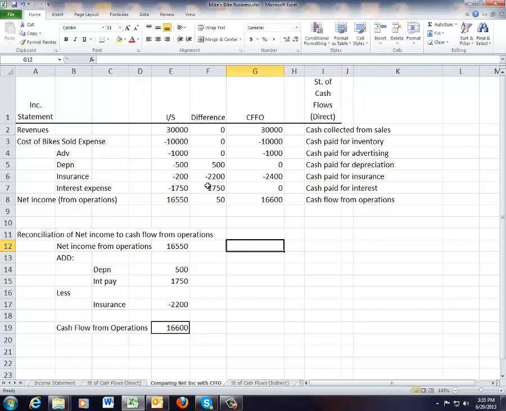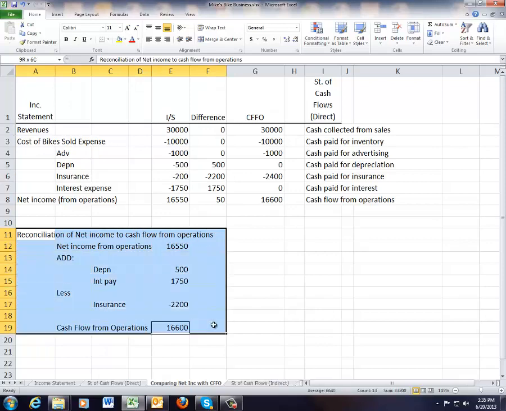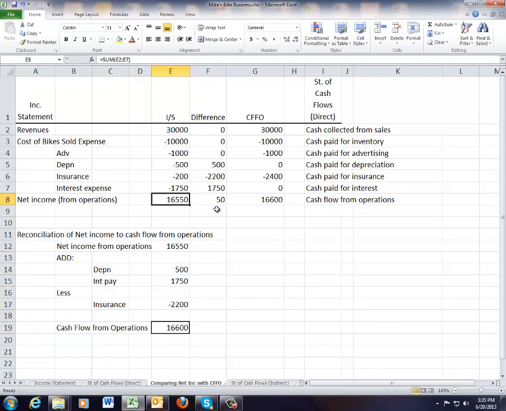And we have to do what? We have to add $1,750 for that interest difference. So to get from here to here, we go 16,550 plus 500 plus 1,750 minus 2,200. And this, folks, is called a reconciliation of net income to cash income. But instead of going across the page here, we can start with net income right here and go down the page. Same thing. In fact, let's highlight all of that in yellow.